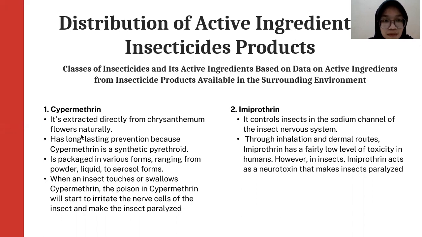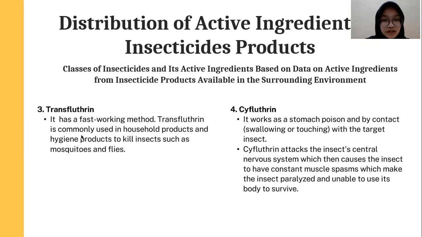The second one is imiprothrin. Imiprothrin controls insects through the sodium channel of the insect nervous system, and through the inhalation and dermal routes. Imiprothrin has a very low level of toxicity in humans. However, in insects, imiprothrin acts as a neurotoxin that makes the insect paralyzed. The third one is transfluthrin, which has a fast working method. Transfluthrin is commonly used in household products and hygiene products to kill insects such as mosquitoes and flies.